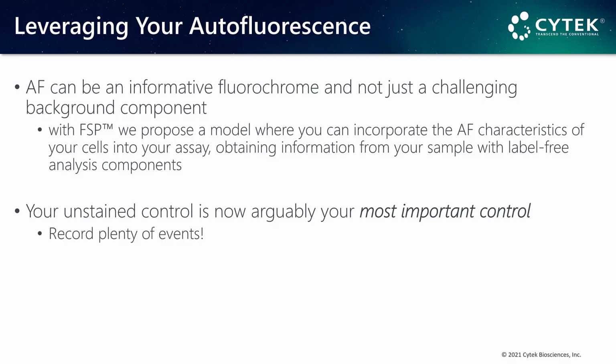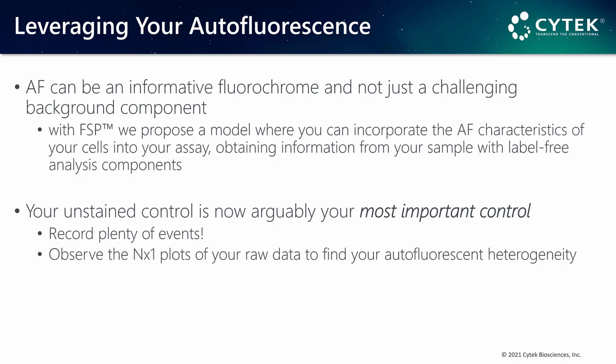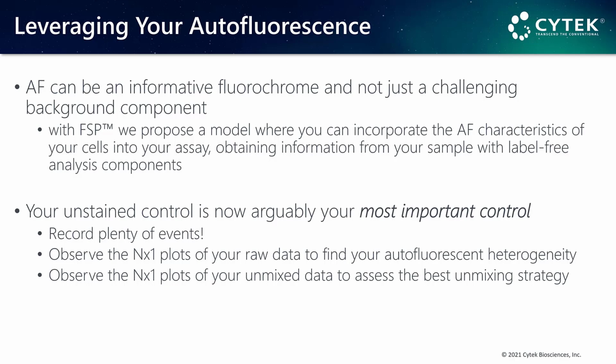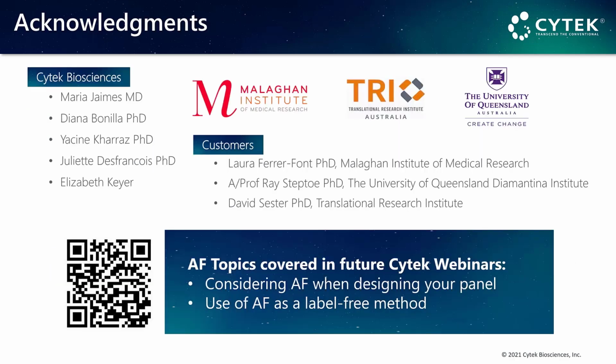Be sure to record lots of events. Don't just throw a few spare cells in this tube. Treat it with the care and consideration that you treat your multicolor sample. Then, when you are ready to understand what is going on with your unstained samples, observe those n by 1 arrays of the raw data to find your autofluorescence heterogeneity. And finally, observe the n by 1 plots of your unmixed data to assess the best unmixing strategy.